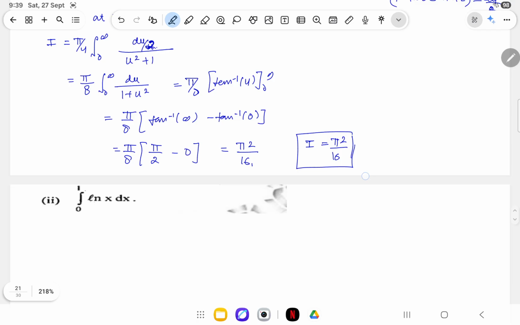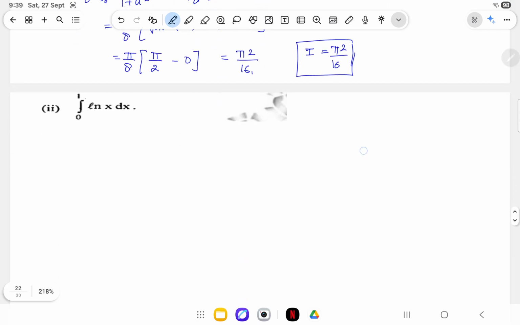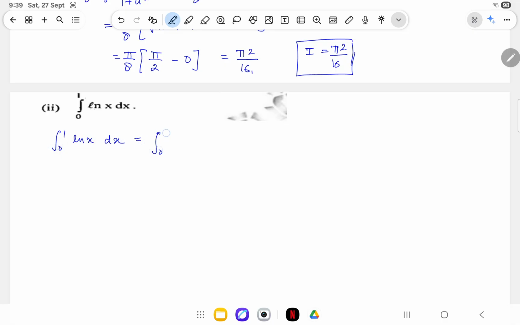So let's move on to the next question. In this question we are supposed to integrate ln x, and the limit is varying from 0 to 1. So integration from 0 to 1 ln x dx, I can write it as integration from 0 to 1 ln x into 1 dx. Now let's take ln x as the first function and 1 as the second function and use integration by parts.